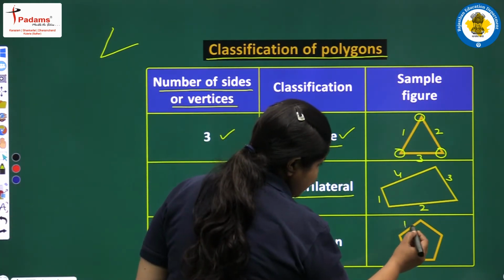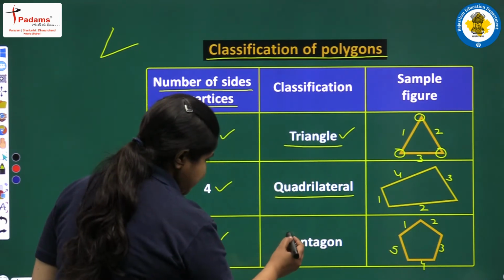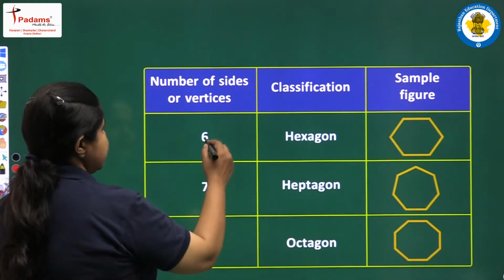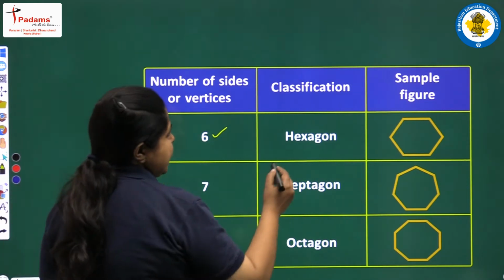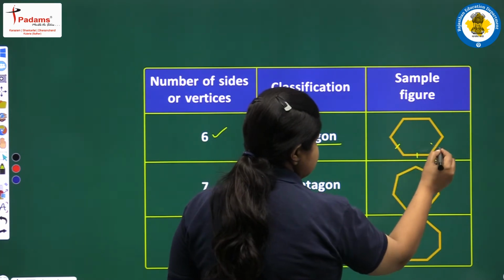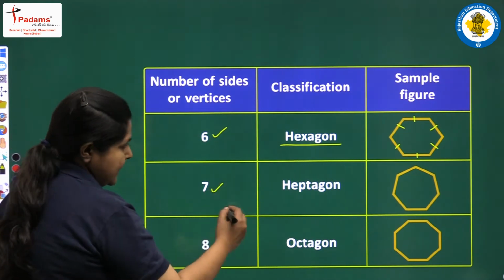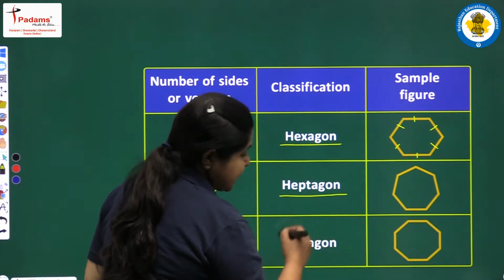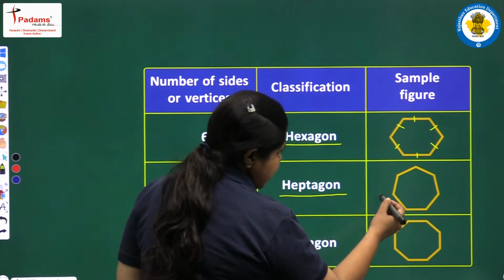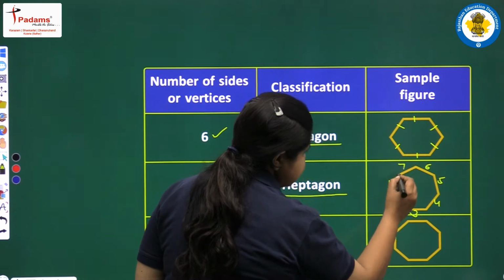Here you can see 1, 2, 3, 4 and 5 sides. It has a special name called pentagon. Also, we have a figure with 6 sides or 6 vertices. It is called a hexagon. Here you can see it is having 6 sides, 1, 2, 3, 4, 5 and 6. A figure with 7 sides, this one, is called a heptagon. These are the special names that should be very much known to you. Again it is having 7 sides, 1, 2, 3, 4, 5, 6 and 7.